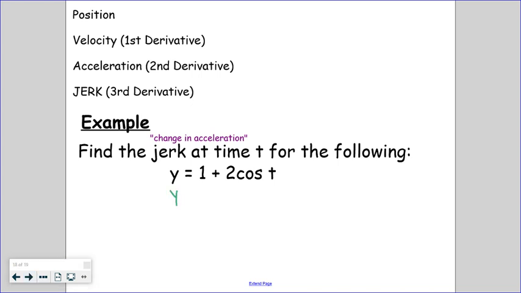So we just keep taking our derivative 3 times. So I start with the derivative of 1 plus 2 cosine t. Again, the derivative of 1 is going to be 0. Our constant multiplier will stay that constant multiplier, but the derivative of cosine is negative sine. So the first derivative would be -2 sine t.